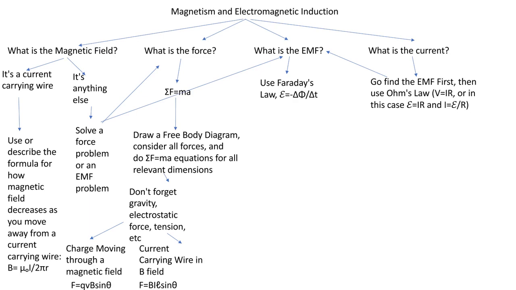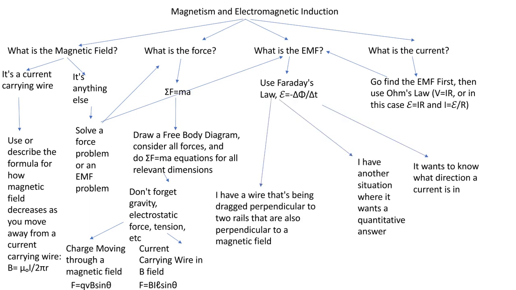So how are you going to calculate it? There's basically three ways that you could be asked about it. One of them is very specific. I have a wire that's being dragged perpendicular to two rails that are also perpendicular to a magnetic field. Oof. That's this strange equation, which I feel like we've used the least. And what's an example of that?